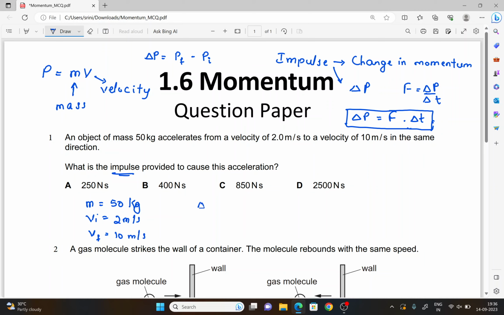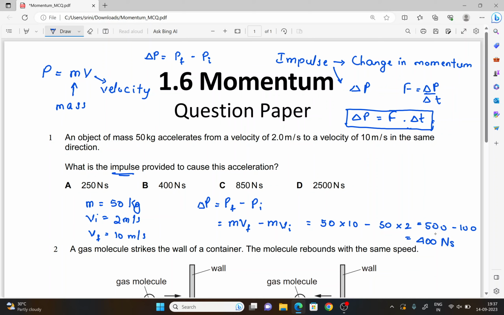If I want to find change in momentum, which is final momentum minus initial momentum, we can write this as mass into final velocity minus mass into initial velocity. So m vf minus m vi. Mass is 50 kilograms, so 50 times final velocity 10 minus 50 times initial velocity 2. Which is 500 minus 100, that would be 400, and the unit is Newton seconds.